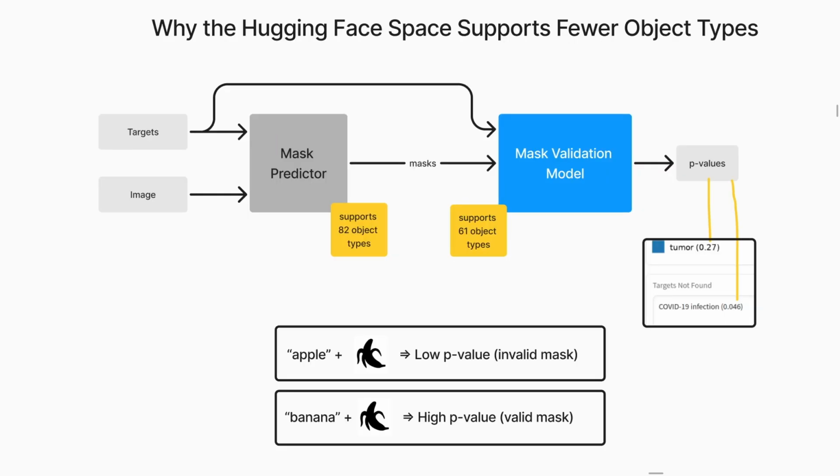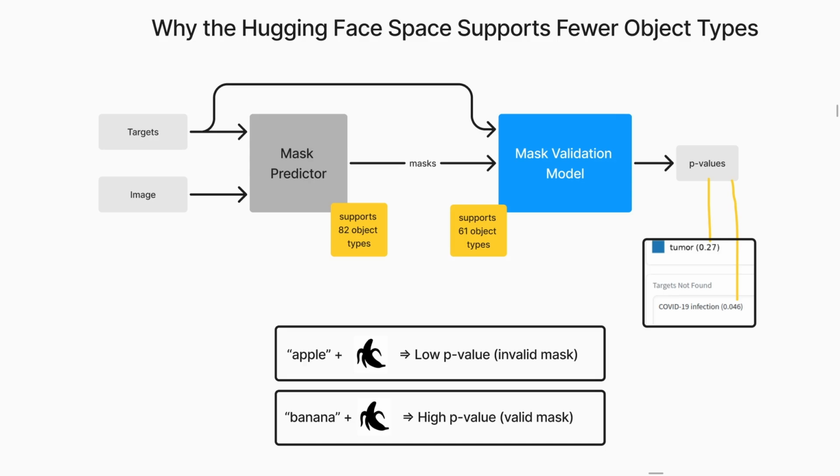So why does the Hugging Face space only support 61 object types, while the research paper mentions 82? Let me break it down for you. It boils down to this. There are two models working together under the hood, and one of them supports fewer object types than the other. The dark gray rectangle on the left represents the first model. This model generates masks for the targets that you're looking for in the input image.